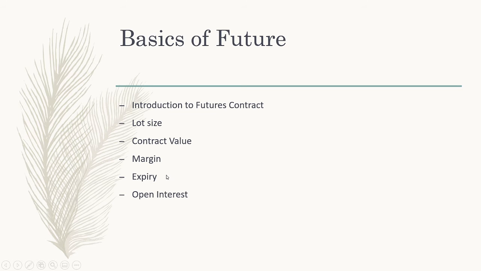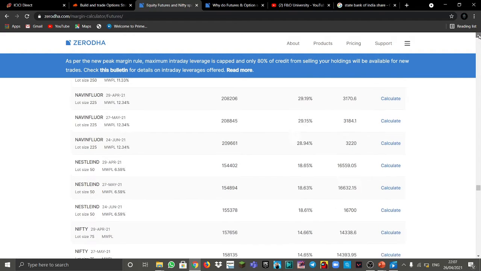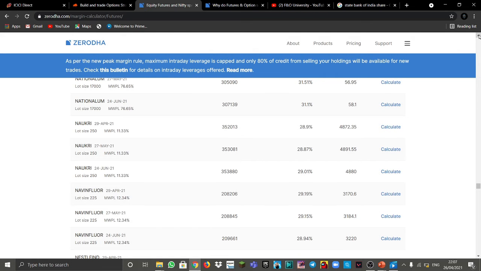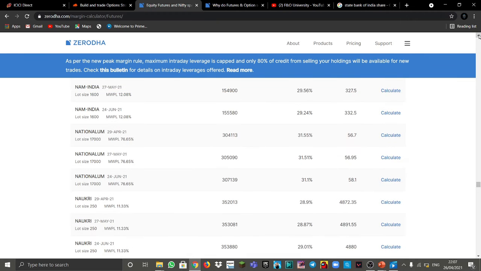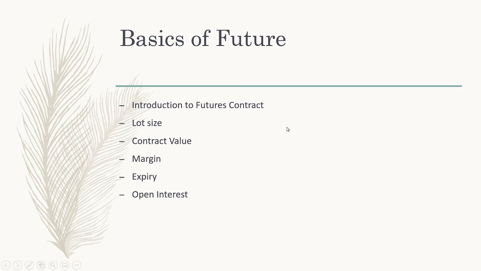What is the margin? We have already discussed that. For every underlying asset you will have a different margin requirement, like we can see here on this page. For Nifty, you need to pay 14.66%. For Nestle India, you need to pay somewhere around 18%. For Naukri.com, you need to pay around 28 to 29%. For National Aluminium, you will need to pay 31.5%. So that's how margin is taken.